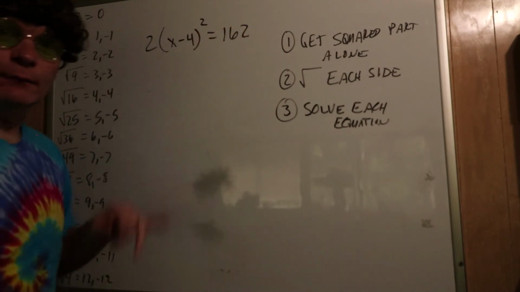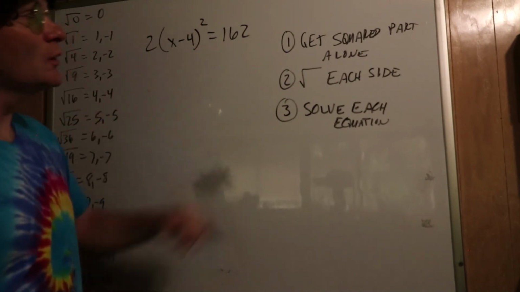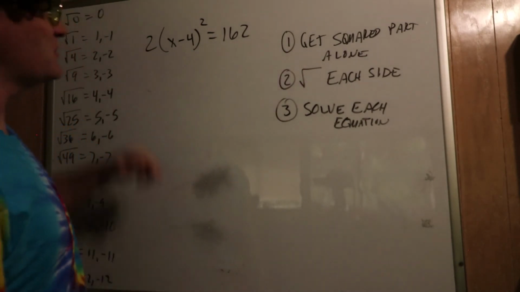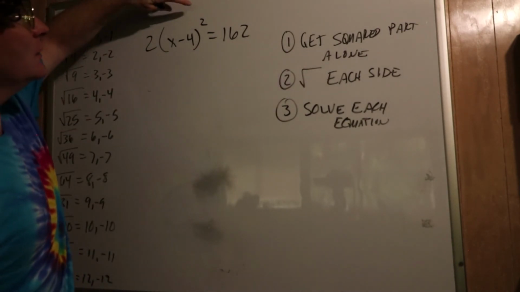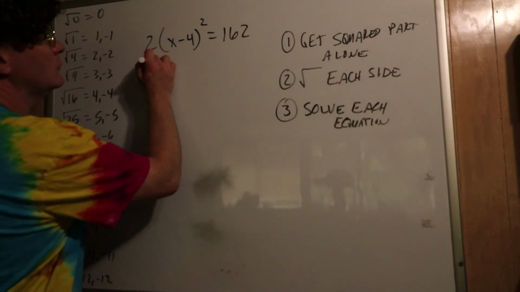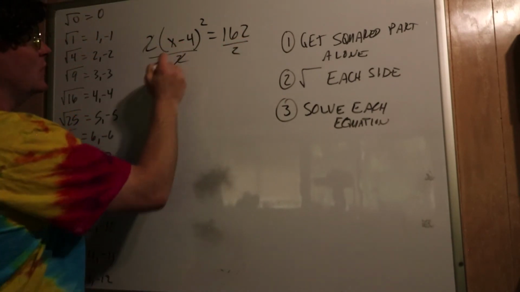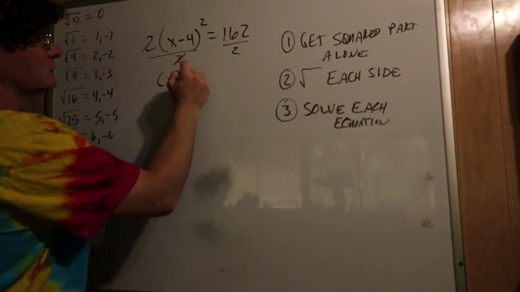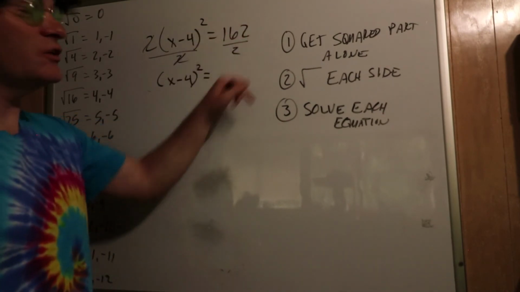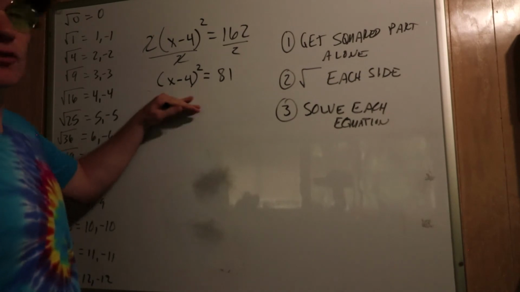Alright, 2 times (x - 4)² equals 162. Step 1, get the squared part by itself. Well, I got 2 times this whole squared part, so I got to get rid of times 2. We're going to divide both sides by 2. 2's cancel out. See, 162 divided by 2 is 81. Got the squared part by itself.